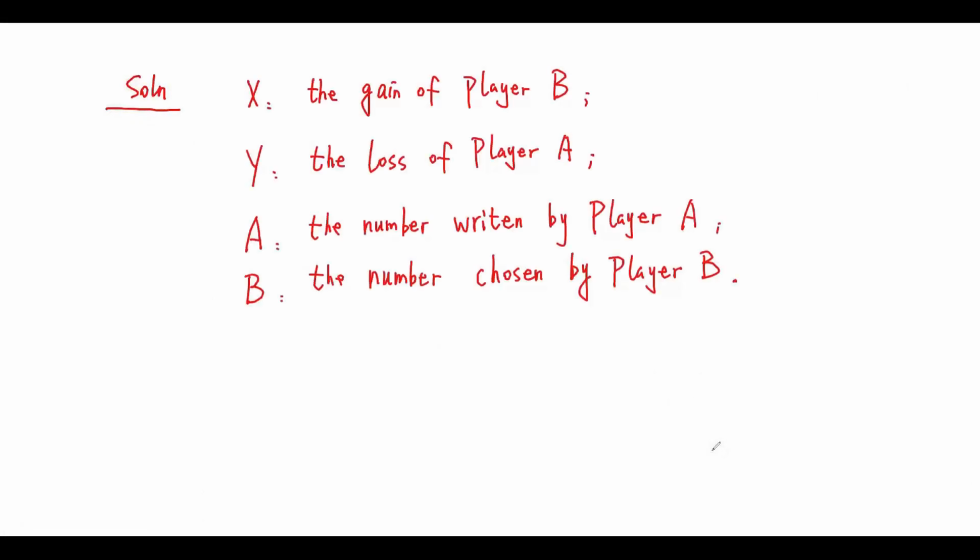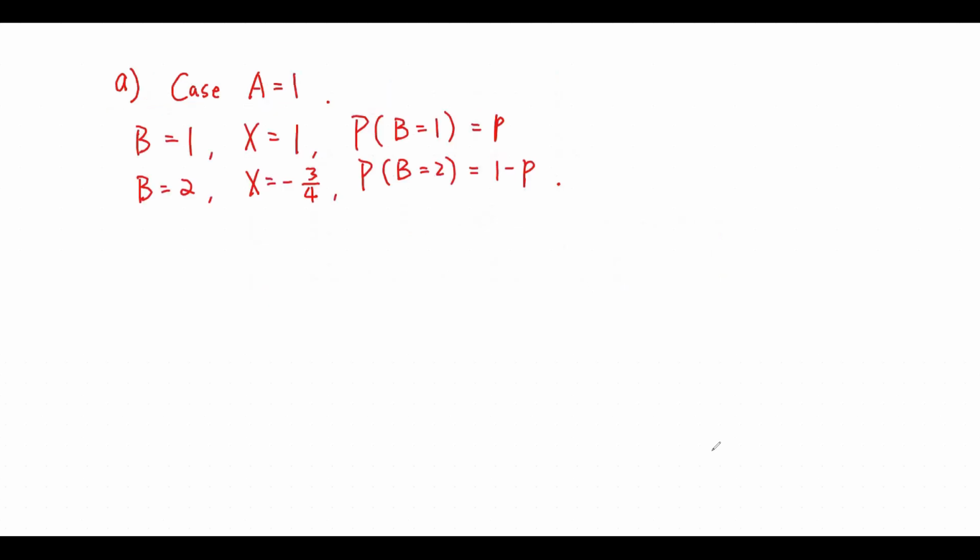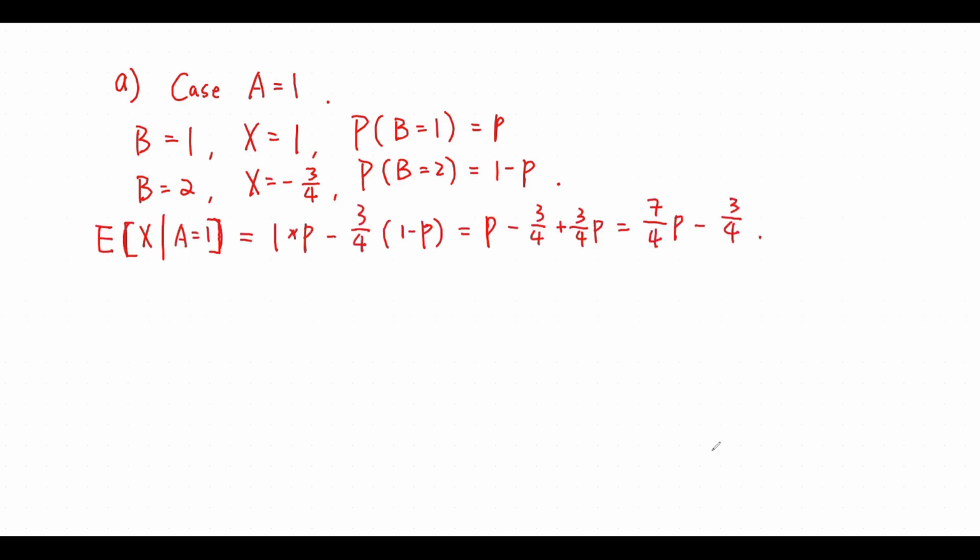Solution. Let X denote the gain of player B, Y the loss of player A. A, the number written by player A. B, the number chosen by player B. Case A equals 1. Then the probability B equals 1 equals P. The probability B equals 2 equals 1 minus P. The expected value of X for this case is given by this one.